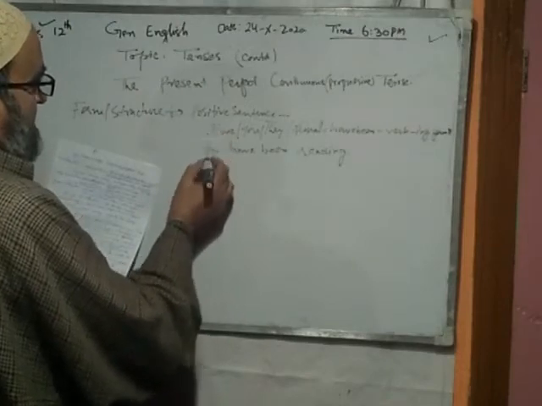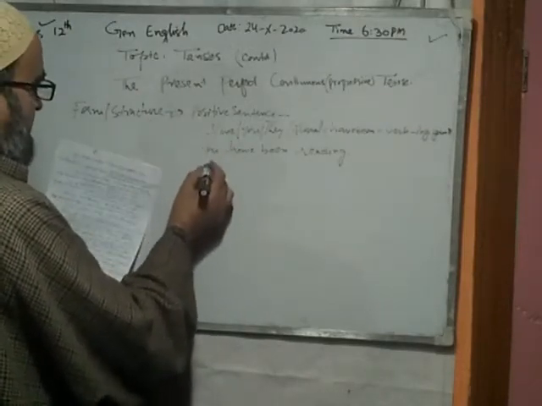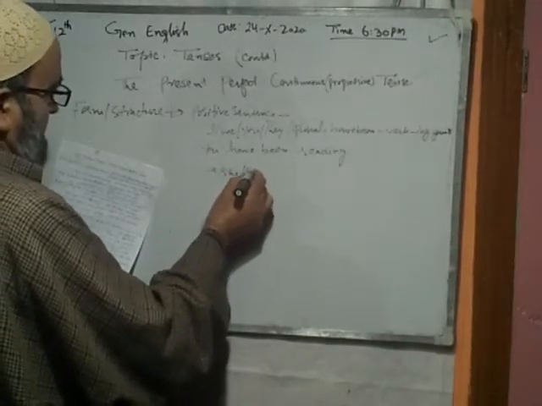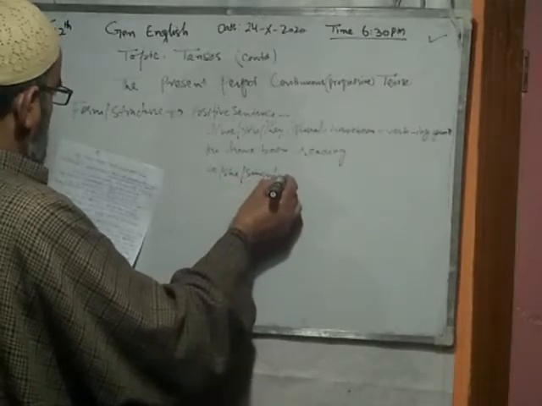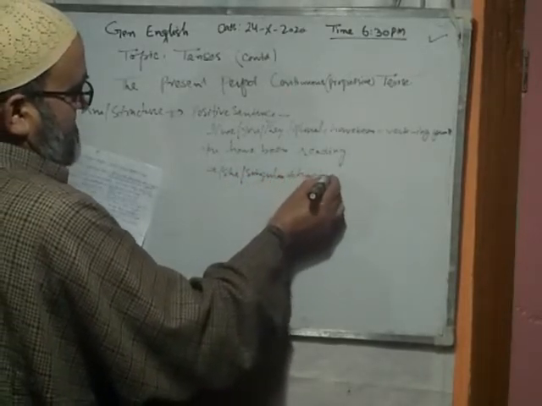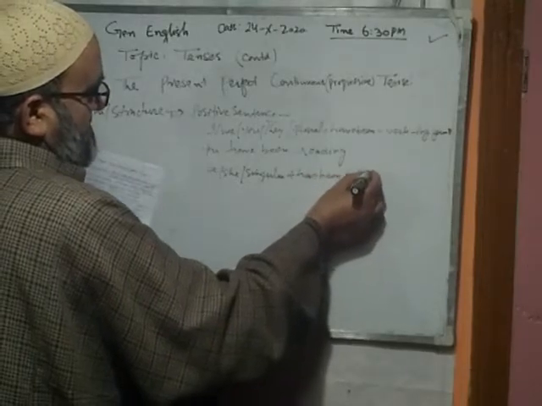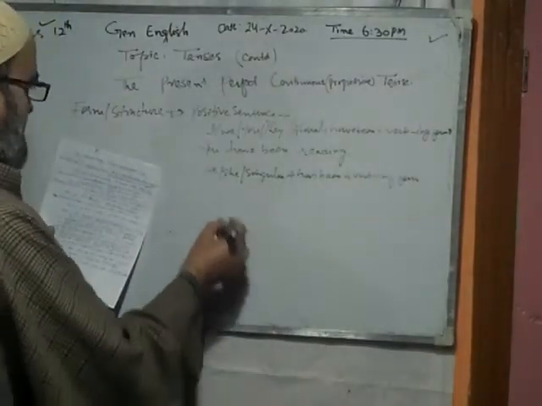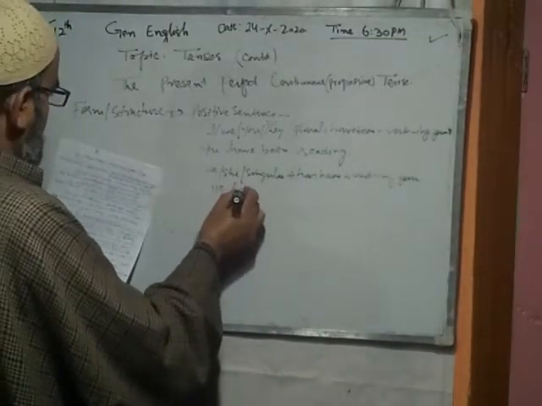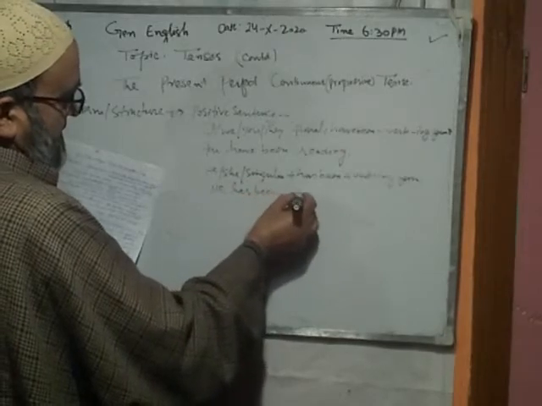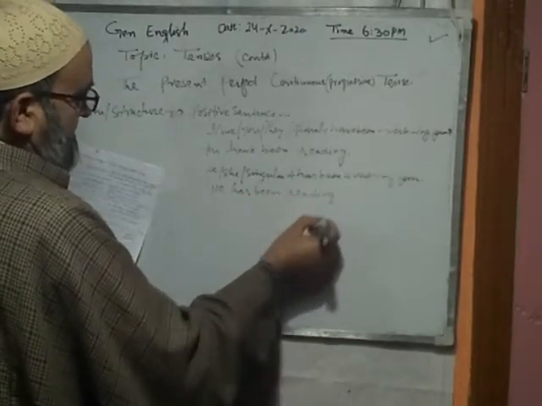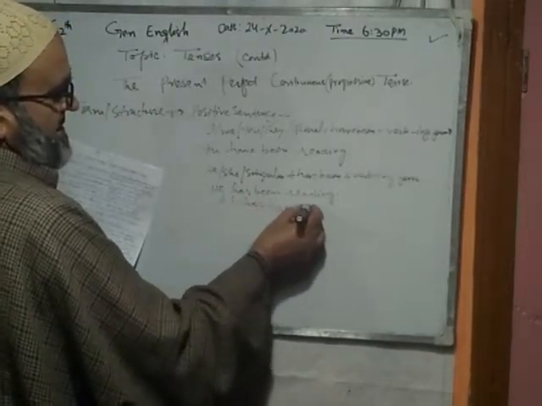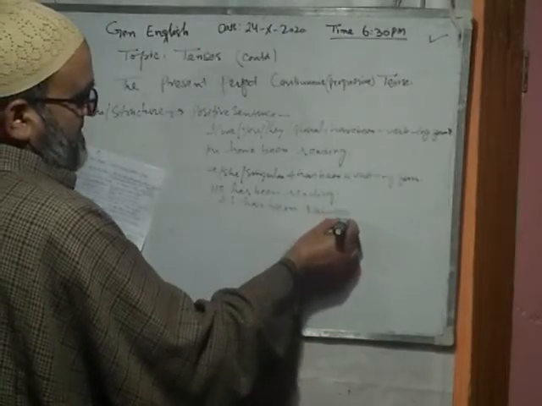Likewise, the structure or form for he, she, or singular is: plus has been, plus verb in the ing form. For example, he has been reading. It has been raining.